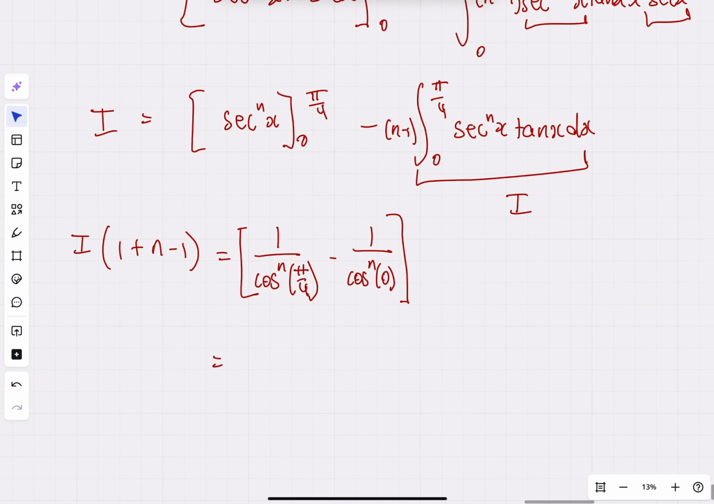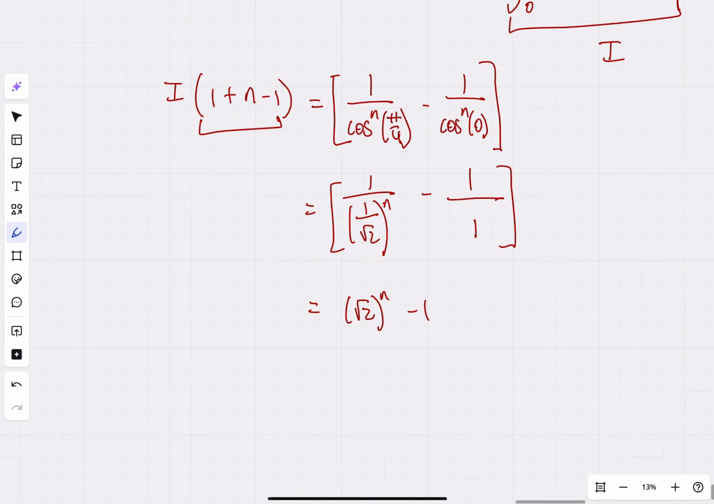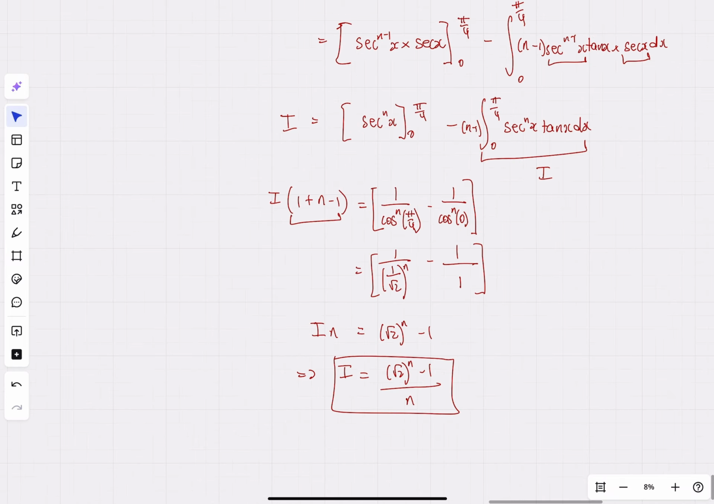And so cos of pi over 4 is 1 over root 2. So I'm going to have 1 over root 2 to the n minus 1 over, now cos of 0 is simply 1, and 1 to the n is just 1. And so this is going to give me root 2 to the power of n minus 1. And here on the left-hand side, I'm just going to be left with n lots of I. So that implies I is equal to root 2 to the power of n minus 1 all over n.